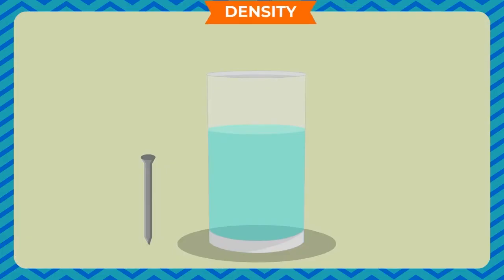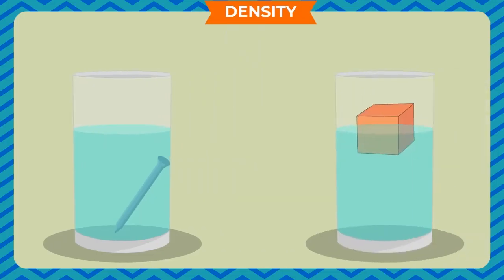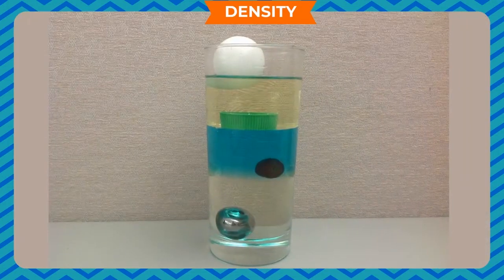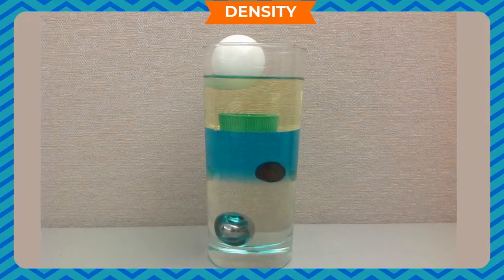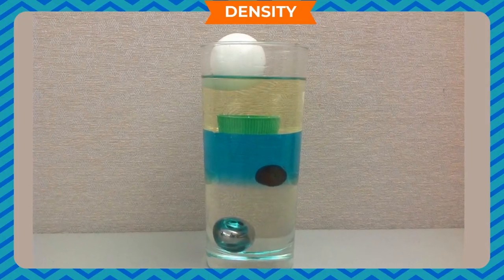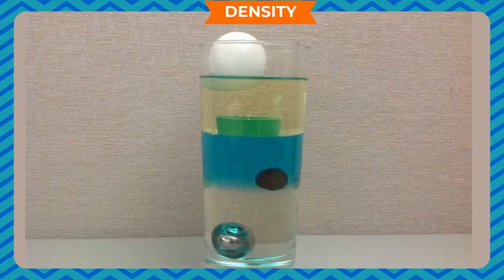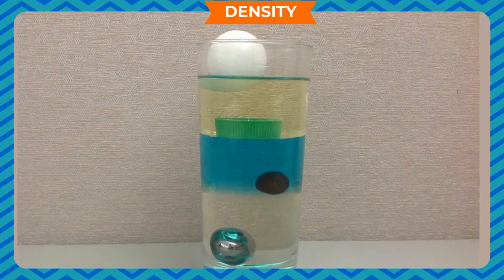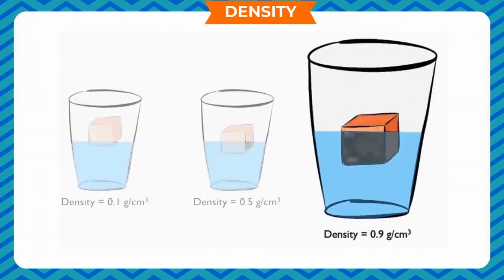Density. If you drop an iron nail in water, it sinks, but a piece of wood floats in water. It is because the substances heavier than water sink into it, whereas the substances lighter than water float over it. Actually, there is a physical quantity that describes the mass of a substance per unit volume. The mass per unit volume of a substance is known as density.